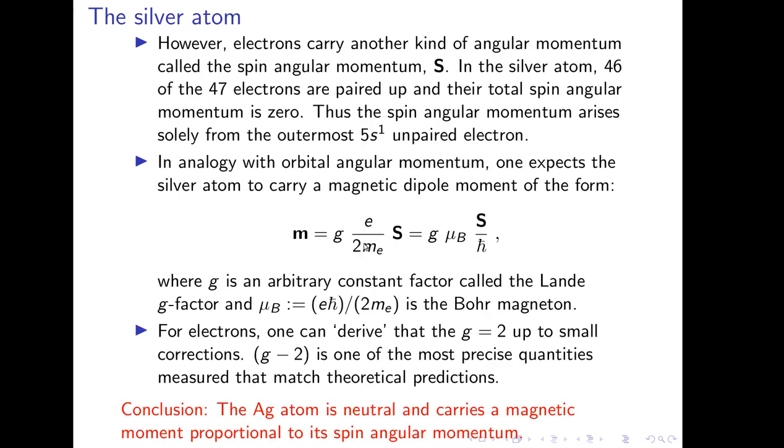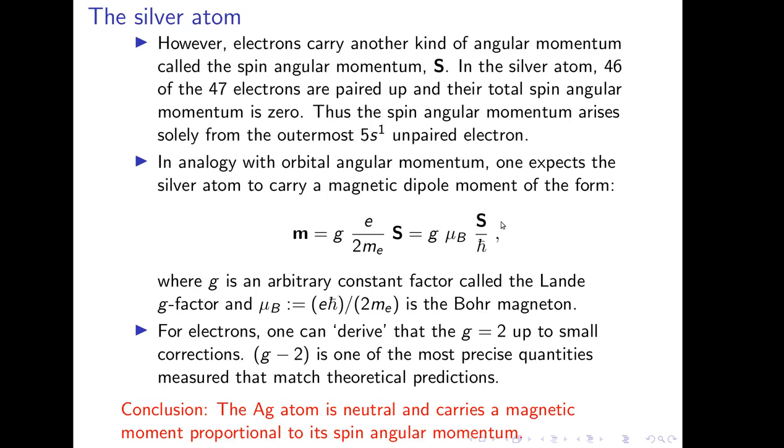And we put in a fudge factor or a constant factor, called the Landé g factor. And so it's g, which is some unknown factor, times e upon 2m_e, where m_e is the mass of the electron, times the spin angular momentum. It's conventional to measure spin angular momentum in units of h bar. So what we do is we multiply and divide by h bar, and this quantity e h bar by 2m_e that we have is called a Bohr magneton.